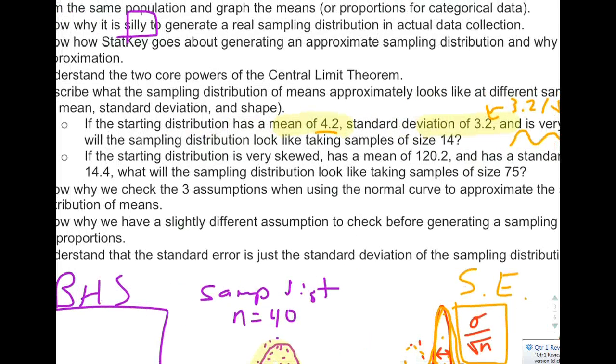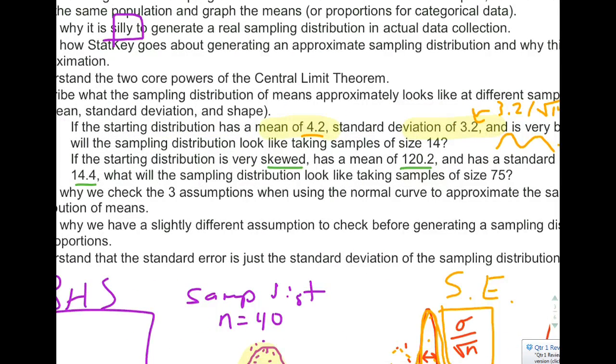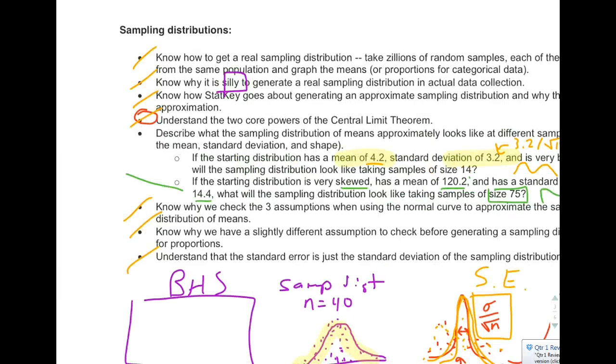Next one says if the starting distribution is very skewed, has a mean of 120.2 and a standard deviation of 14.4, what will the sampling distribution look like? Samples of size 75. Well, if samples of size 75, we know that that curve is going to be perfectly normal. I don't care how skewed that original one is, it's going to become a nice clean normal curve at a sample size of 75. Mean doesn't change, so we just leave that. This 14.4, we know our standard deviation gets reduced. We take 14.4 divided by the square root of our sample size of 75, and so that will get smaller.